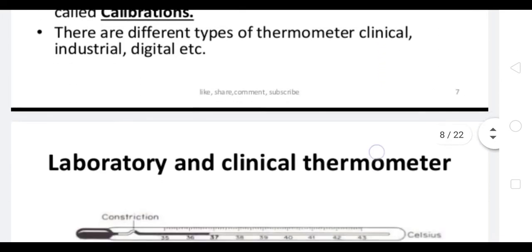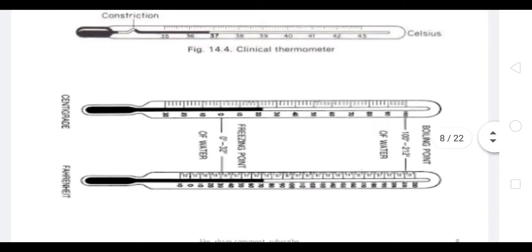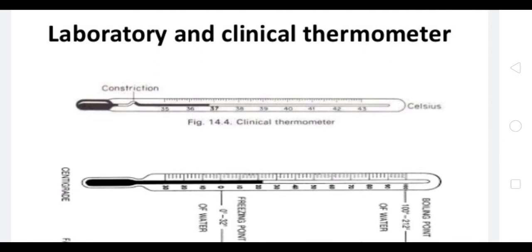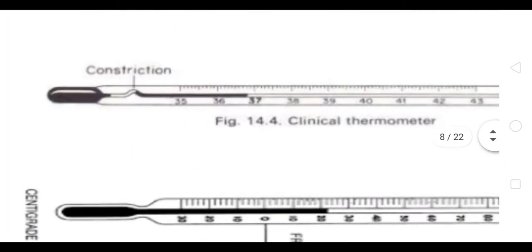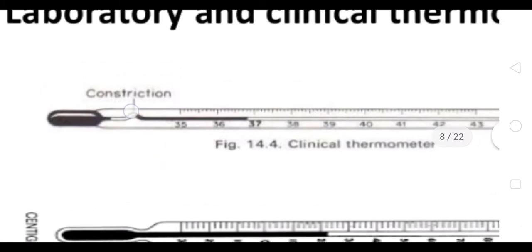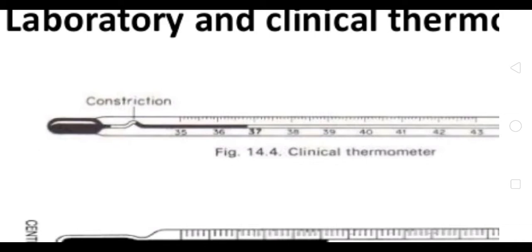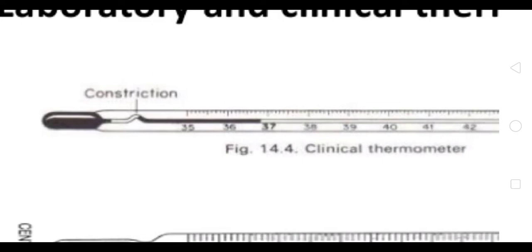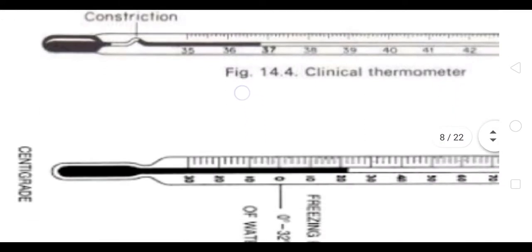There are different thermometers: clinical, laboratory and industrial thermometers. Here you see the clinical thermometer. This clinical thermometer we can use at home also to measure the temperature of the body during fever. The difference between the clinical thermometer and other thermometers is that here you can see a constriction, a kink or a bend in the stem of the thermometer. This constriction, kink or bend makes the clinical thermometer different from other thermometers.